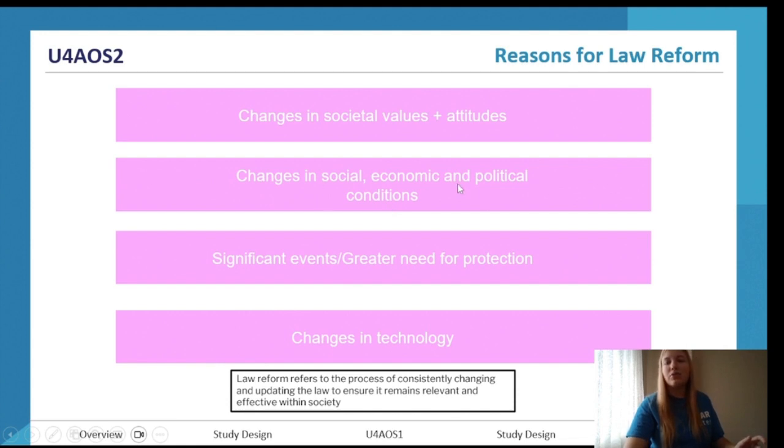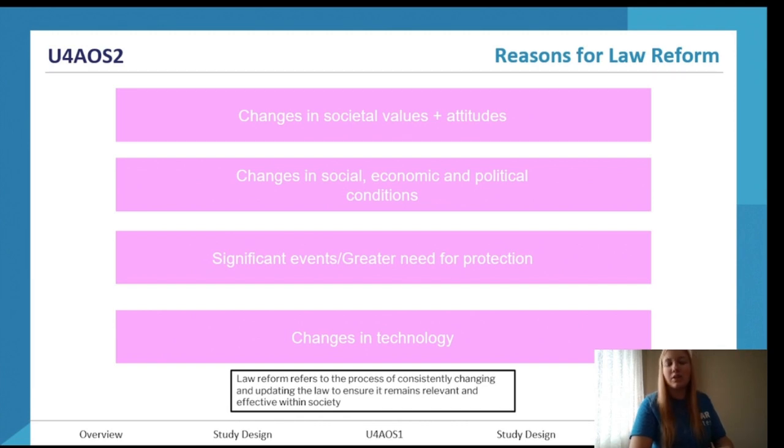Of course, social, economic, and political conditions. Just consider, for example, how inflation and the cost of living crisis should be dictating some law reform, but it's not really happening. But that's a great example. And significant events and greater need for protection. It might even be worldwide events of, say, terrorism and awful crimes that lead to a perceived greater need for protection, and then that becomes part of legislation.